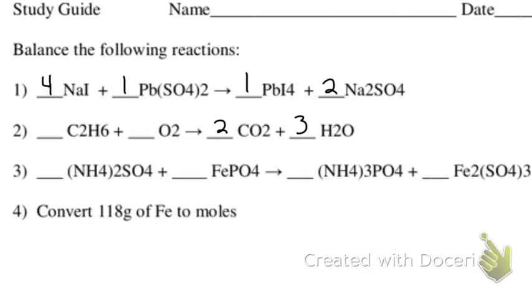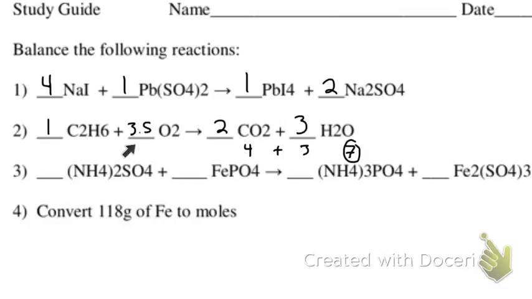Now my oxygens. I have 2 times 2 oxygens for 4 oxygens here, and 3 times 1 oxygen for 3 oxygens here. So 4 oxygens plus 3 oxygens gives me 7 oxygens on this side. What number can I multiply 2 by to get 7? The answer is 3.5. And to finish it off, that would be a 1.